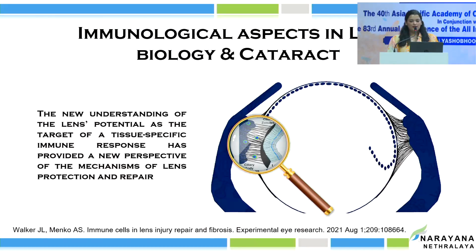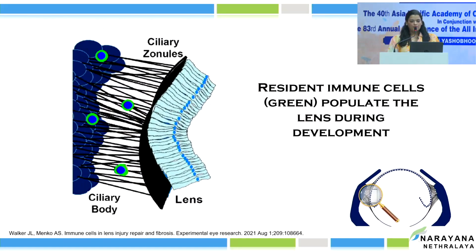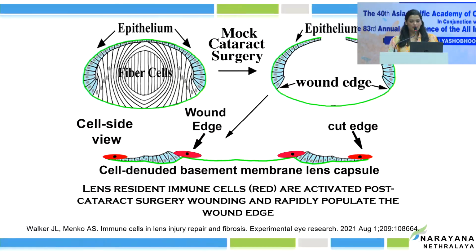Till recent times, the adult lens was thought to be an immune-privileged structure protected from inflammatory responses, as it is not associated with any vasculature. However, it has now been established that novel pathways exist by which the immune cells associate with the lens to protect, maintain homeostasis, and repair it. The lens harbors a population of tissue-resident immune cells, which are often seeded during the early lens development phase. Studies reveal that the ciliary body is the principal source of lens-resident immune cells. After cataract surgery wound, these activated immune cells proliferate and rapidly populate the wound edge.